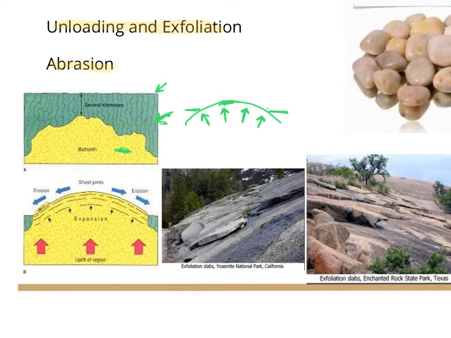And as it expands, expansion of rock is going to cause cracking, and that cracking is going to create these sort of curved sheets in the rock. And those curved sheets are called exfoliation slabs. So you can actually see this down here in Yosemite National Park, and then over here at this Enchanted Rock State Park in Texas.